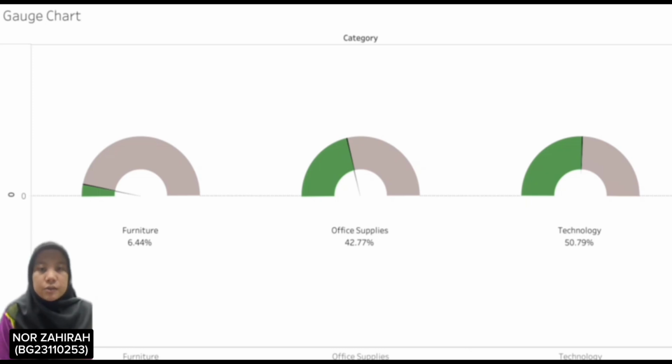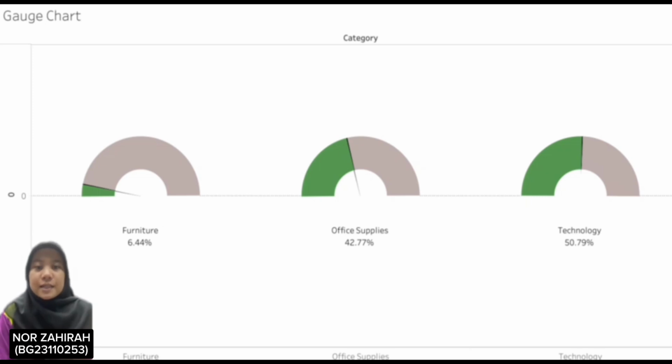In this chart, three categories are used, which are furniture, office supplies, and technology. The first category is furniture with a value of 6.44%, indicating a low percentage. The second category is office supplies with a value of 42.77%, indicating a moderate percentage.